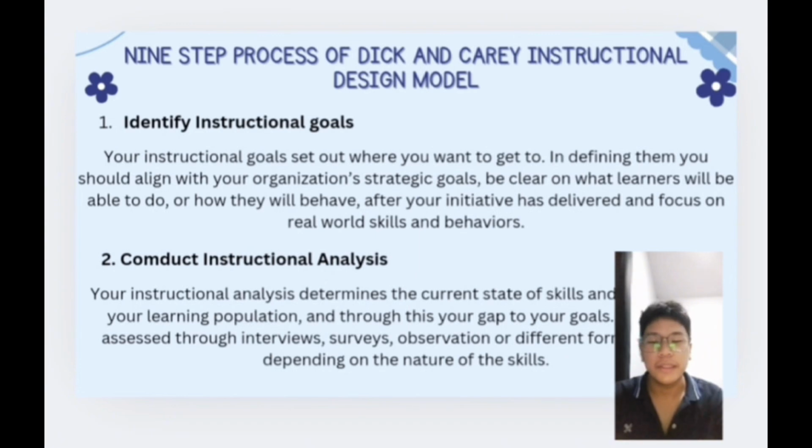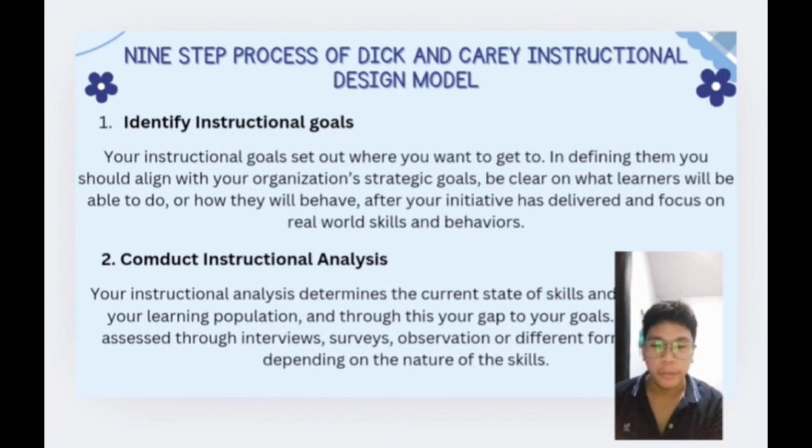So, let's go ahead and look at the steps in Peck and Carey Instructional Design Model. Number 1 is identify instructional goals. Your instructional goals set out where you want to get to. In defining them, you should align with your organizational strategic goals, be clear on what learners will be able to do or how they will behave after your initiative has been delivered, and focus on real-world skills and behavior.